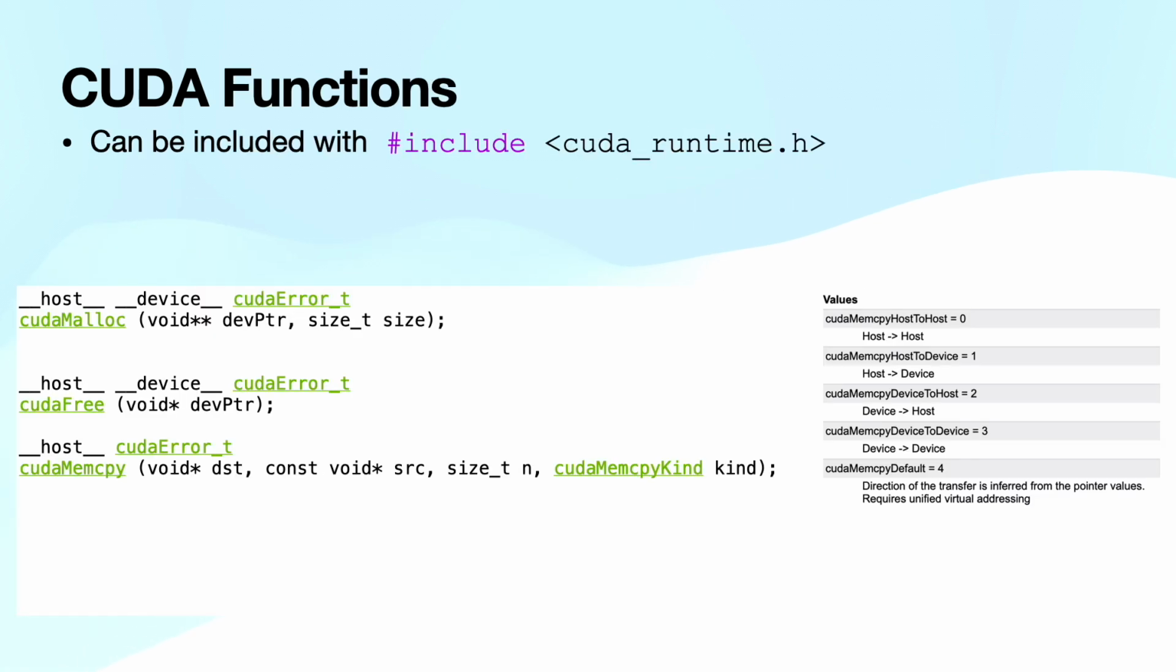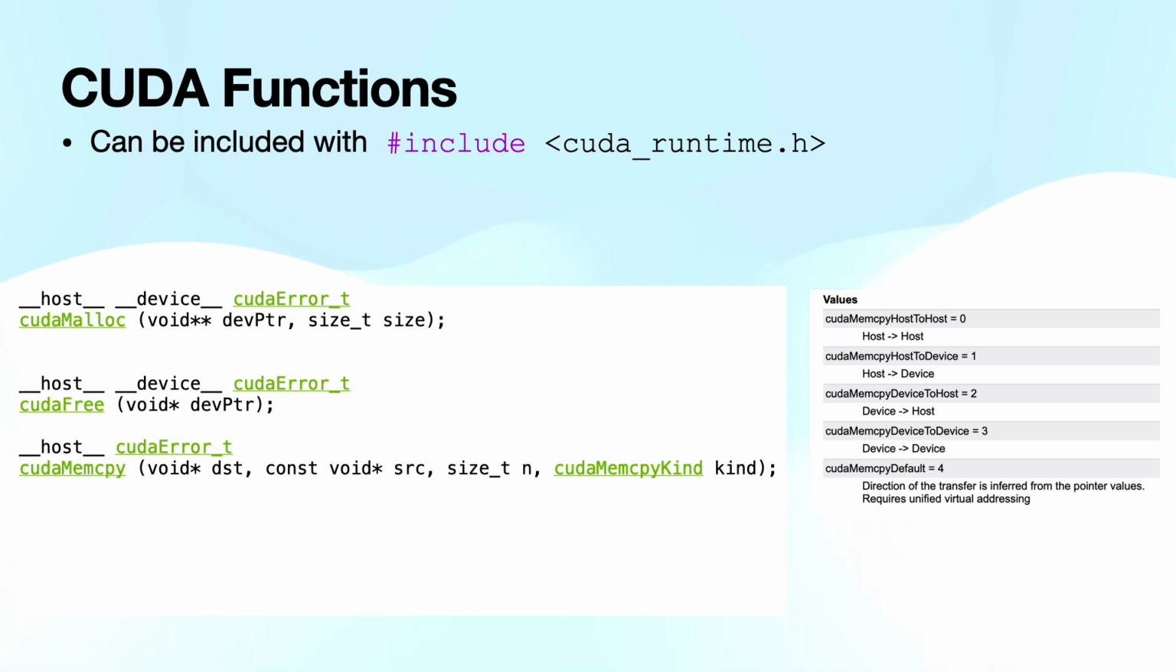So finally, here are the 3 most important CUDA functions that we basically use all the time. The first one is called cudaMalloc, which takes in a pointer to a pointer variable, and it sets that pointer variable to point to an address in the GPU's global memory space of the desired amount, which you pass in with size_t size.